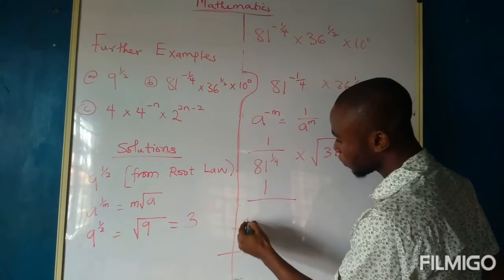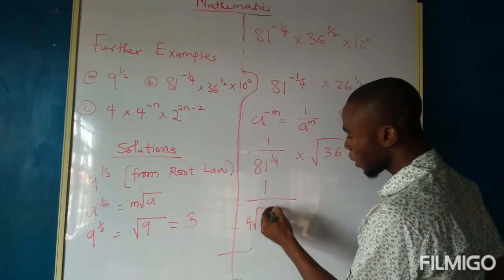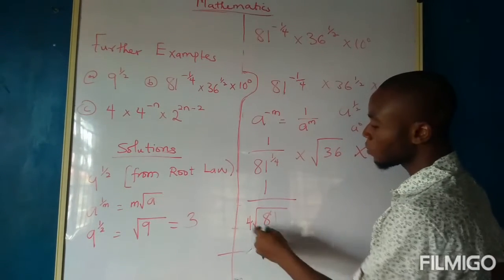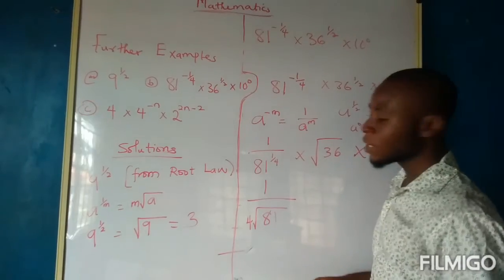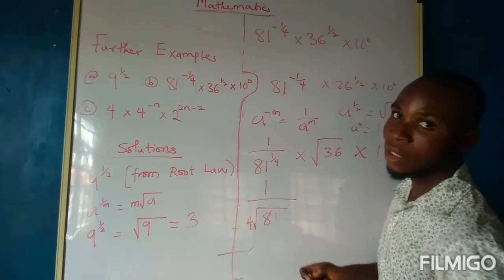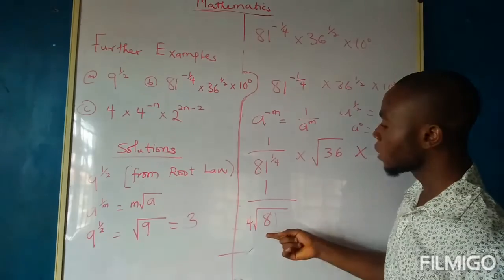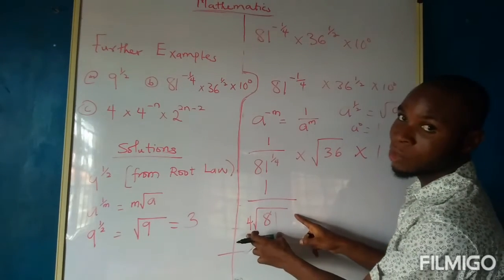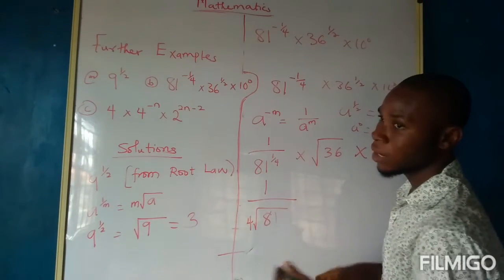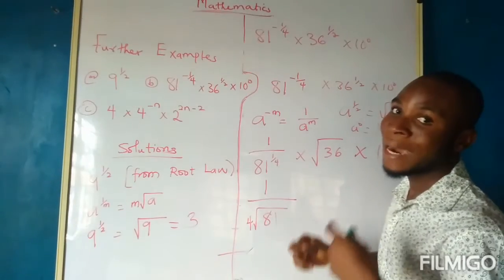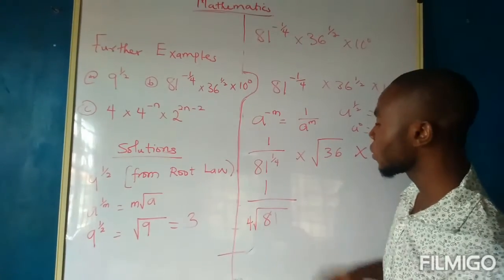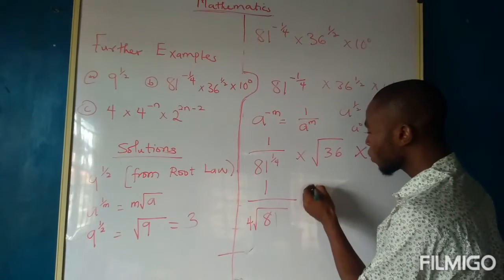Then again here, this one will give us 1 over the 4th root of 81, that's the quad root of 81. It means that we should look for a root number such that if we multiply it by itself 4 times, it's going to give us 81. That is the meaning of quad root. That is, look for a number such that if we multiply the number by itself 4 times, it's going to give us 81. Then multiply by what?